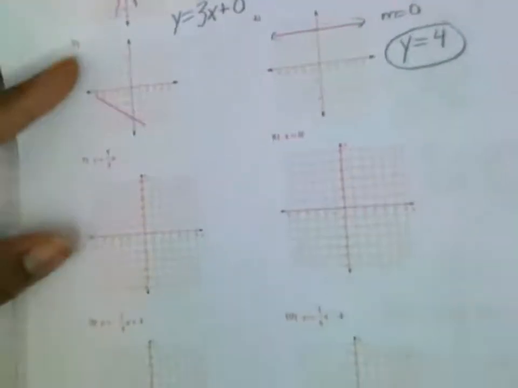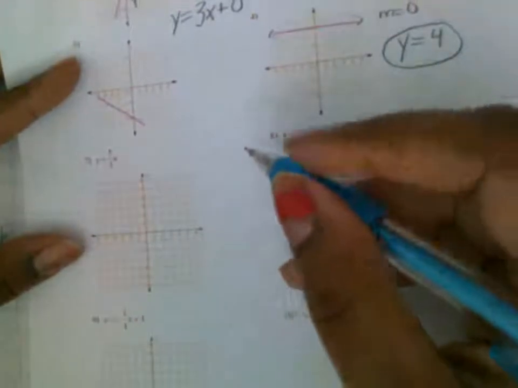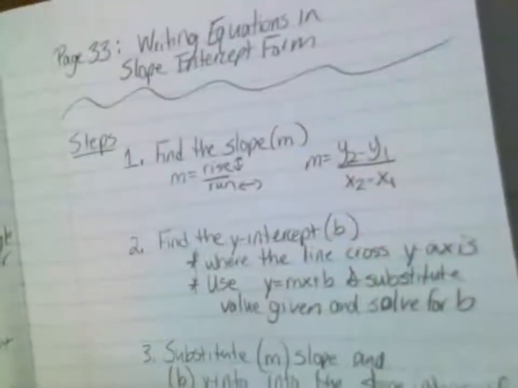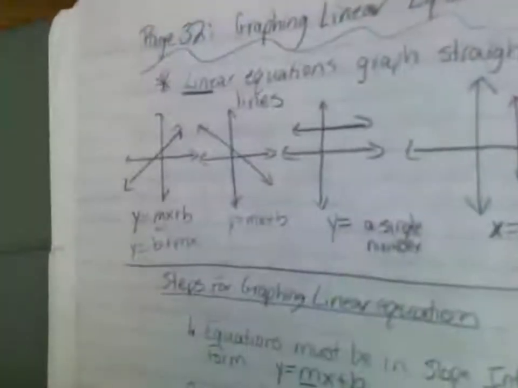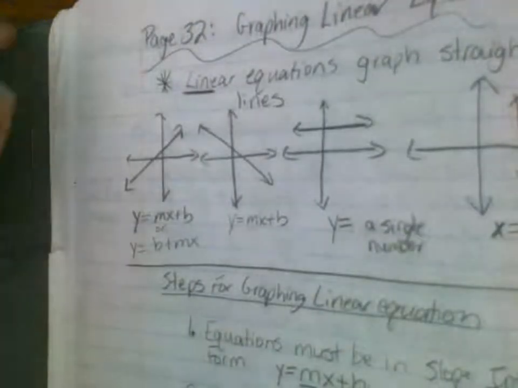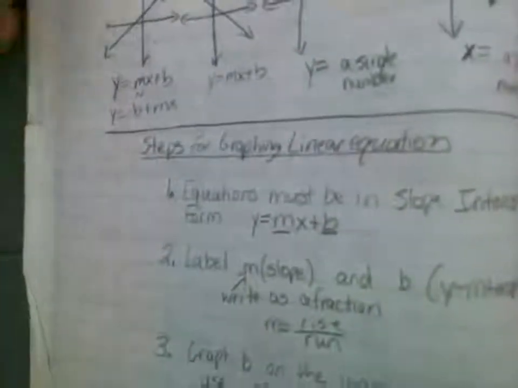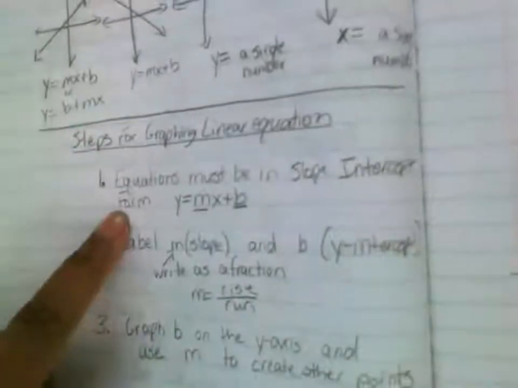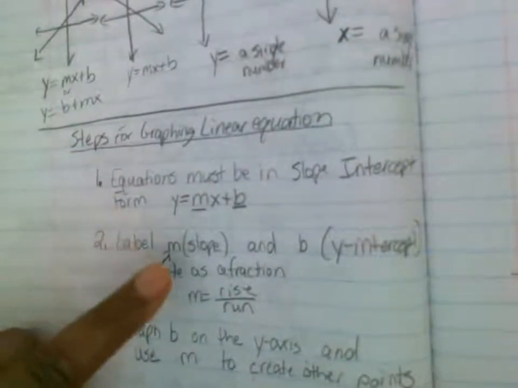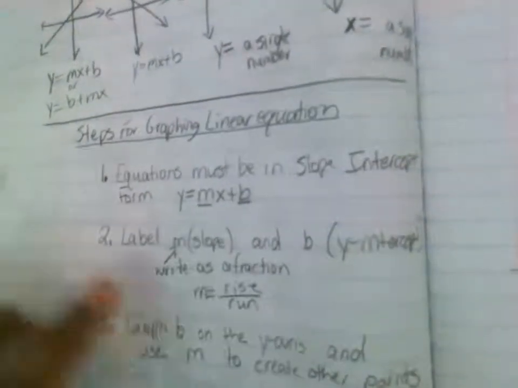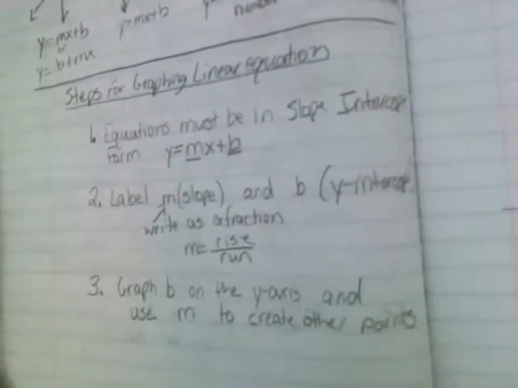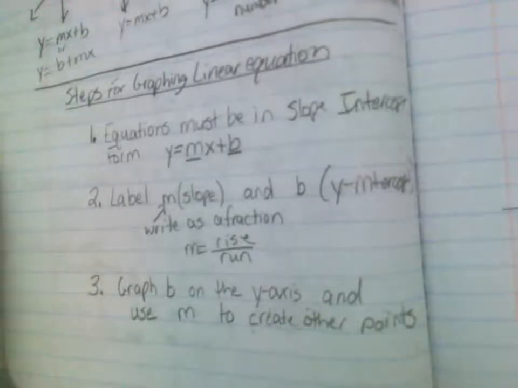All right, so now let's look at the graphing. In order to graph, remember we go back and look at our notes for graphing. We took those on yesterday. Go back and look at that. Our notes for graphing is making sure that the equation is written in slope-intercept form. Label your m and your b. Graph your b on the y-axis and use m to create other points.